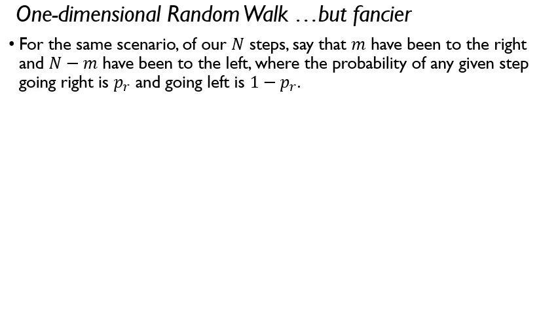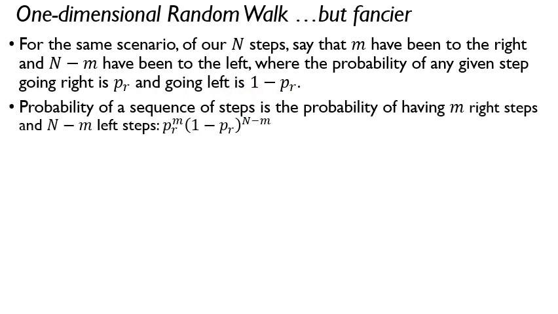Okay, so we have our same scenario. We've taken n total steps, and m of these have been to the right. So then by definition, n minus m must have been to the left. And we're going to say the probability for any one step of going to the right is p sub r. So then, because you're either going right or left, the probability of going to the left is 1 minus p sub r.